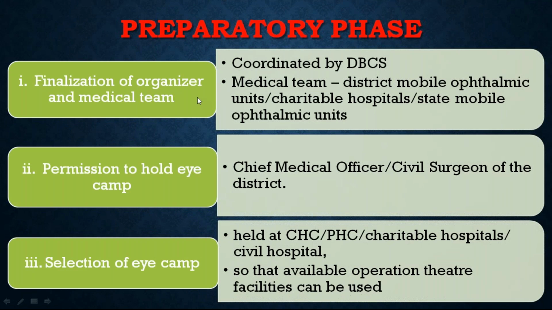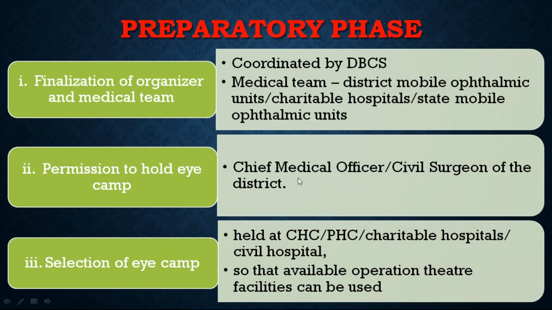The preparation phase includes finalization of the organizer and medical team, and it includes coordination by the district blindness control authorities. The medical team includes the district mobile ophthalmic unit, charitable hospitals, or state mobile ophthalmic units. And the second stage of preparation is permission to hold the eye camp.